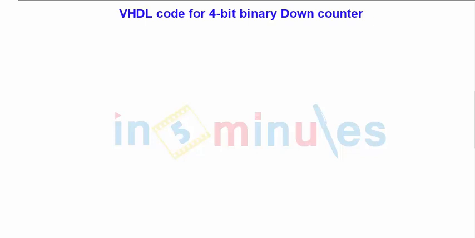In this session we are going to see VHDL code for 4-bit binary down counter. In the earlier session we have seen the up counter. In this session we are going to see the down counter.